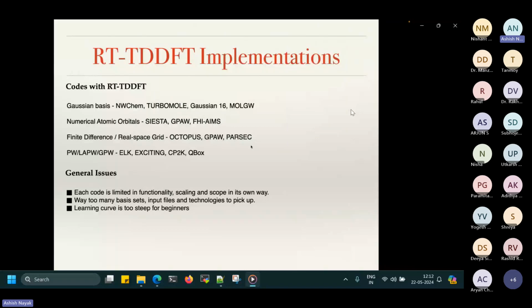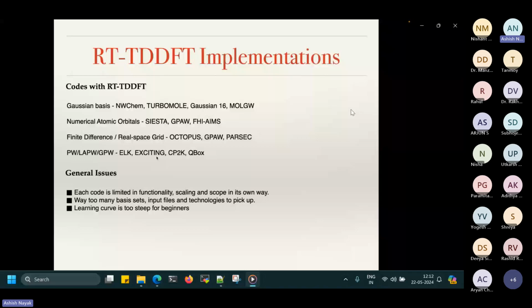And then there's PARSEC. There are plane wave or LAPW and hybrid Gaussian plus plane wave sorts of codes, which include Elk, exciting, CP2K, and Qbox.